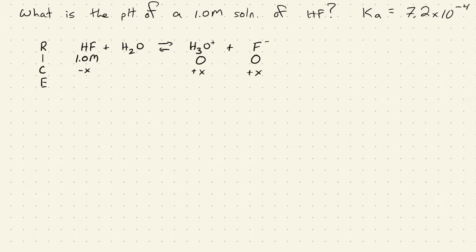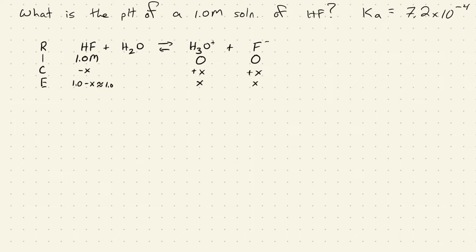Now we're going to make the assumption that 1.0 minus X is going to be about equal to 1.0. And that's probably a fair assumption to make. We'll be making that assumption lots in the following unit, so just keep that in mind. That's a good assumption to make. And then my equilibrium concentration of hydronium is going to be 0 plus X, so just X. And fluoride is also going to be 0 plus X, so that will also equal X.